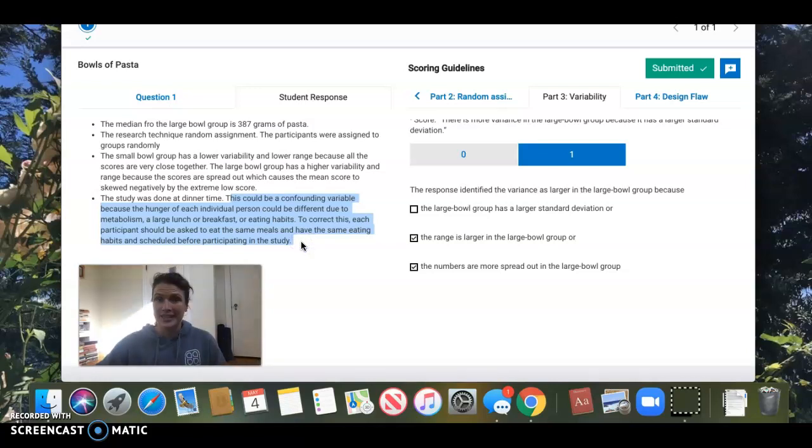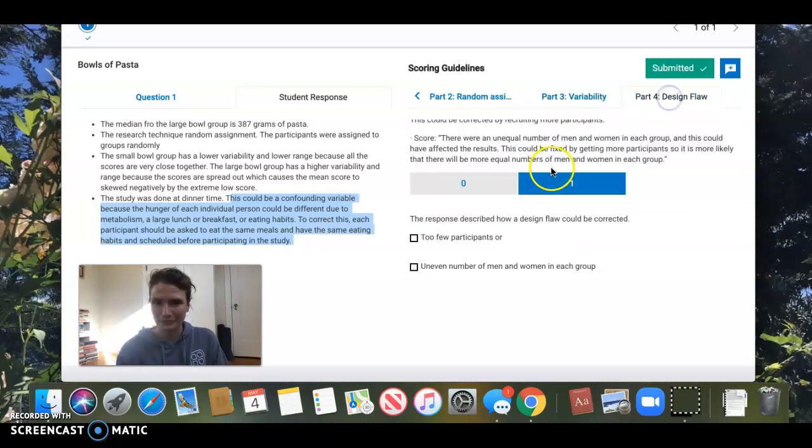Many of you mentioned this, just the idea that if you're just bringing people in at night for the study at dinner time, it's not really a very controlled study because you have all these confounding variables that you can't control, like how people are eating in the whole day leading up to before they participate in the study. So I gave him the point here.